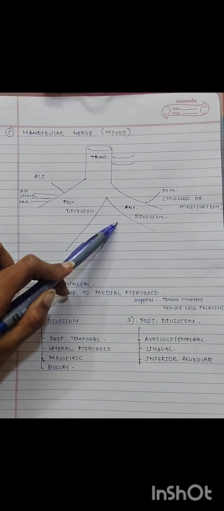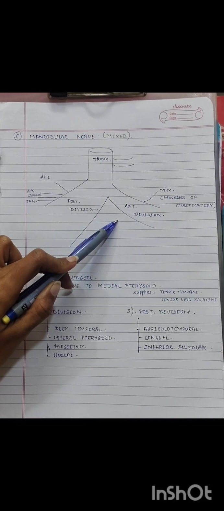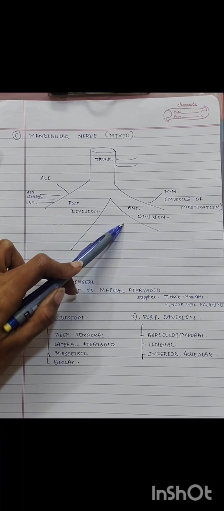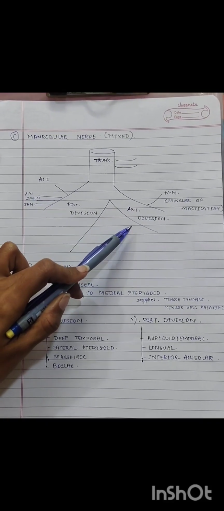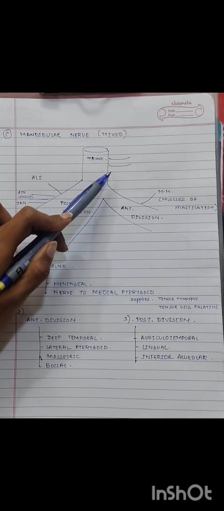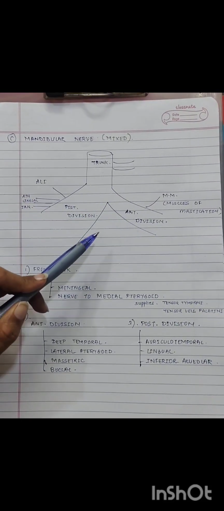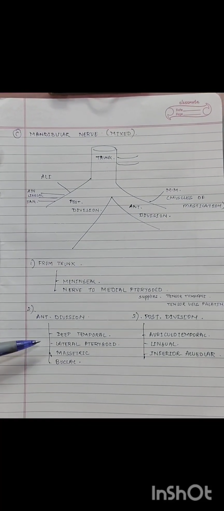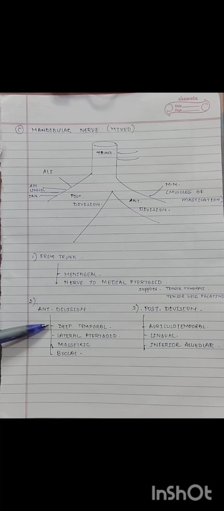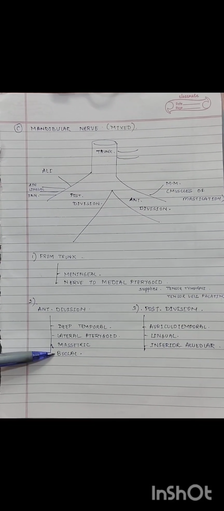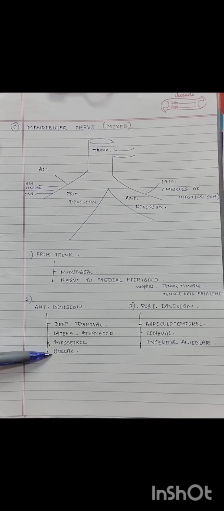The anterior division gives rise to nerves supplying the muscles of mastication. There are 4 muscles of mastication, except for the medial pterygoid, which is arising from the trunk. The other 3 muscles of mastication are lateral pterygoid, masseter, and temporal. The nerves to these come from anterior division, and anterior division also gives rise to the buccal nerve.